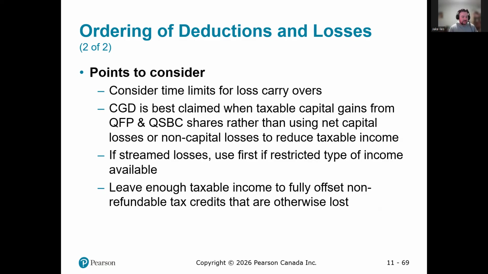If we have losses from those allowable business investment losses, we can use those for 10 years and then they convert to net capital losses. So if we have losses of various types, we want to be aware of how old they are so that we're using the correct ones before they expire. Because if they expire, then we're out of luck. Capital gains deductions are best claimed when taxable capital gains are from a qualified farm property and qualified small business corporation shares, rather than using net capital losses or non-capital losses to reduce taxable income.